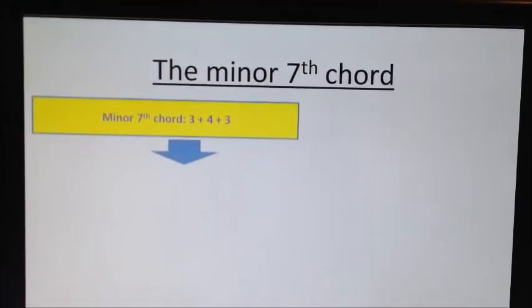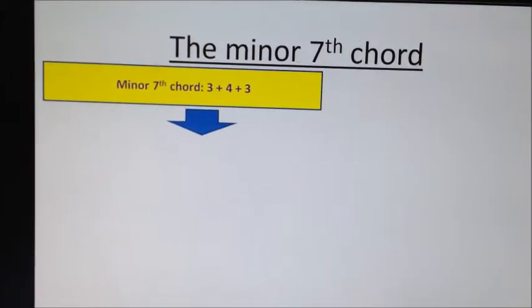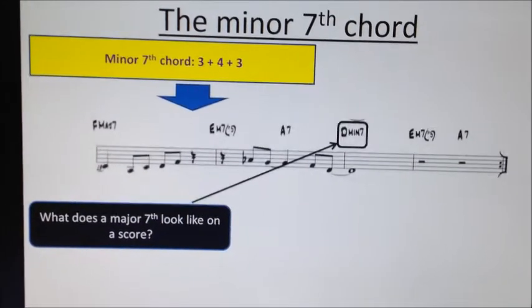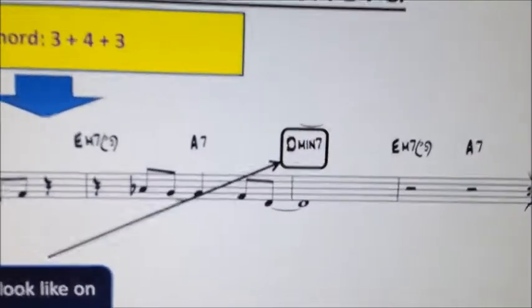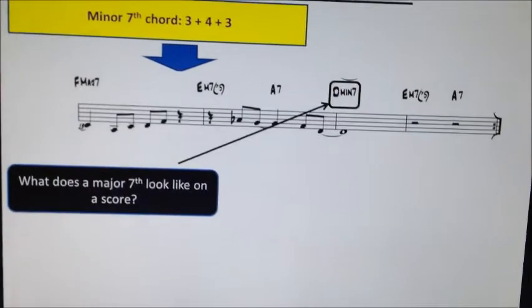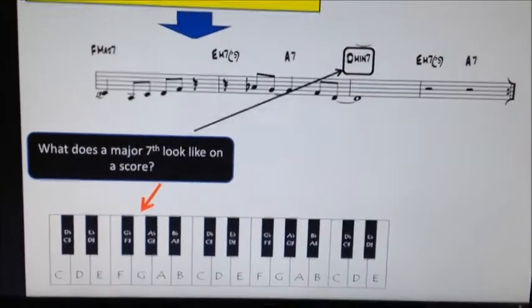Okay, the minor seventh chord. 3 plus 4 plus 3. What does it look like on a score? It'll look like that. Okay, in this example it's a D minor seventh, M-I-N, short for minor. I'm sure you worked that out for yourselves. What does it look like on the keyboard?